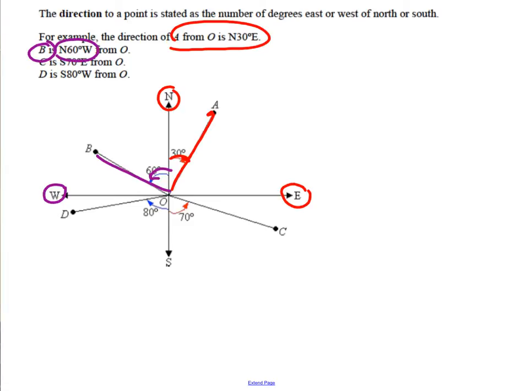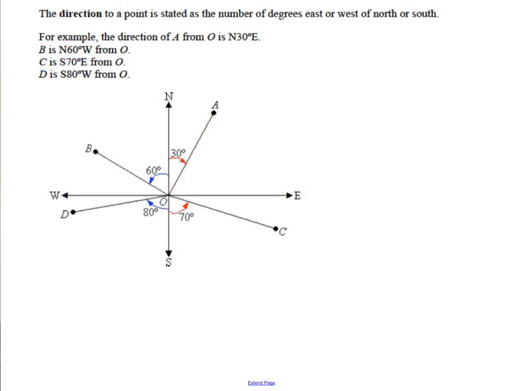I'll change colors. Now we'll have segment C. Segment C is down here. So from the origin, you are 70 degrees from the south, and you're heading east. So we say south 70 degrees east. This is getting to be a lot of colors, so I'm going to erase all this. Last one, segment D. Segment D is down here. The angle is coming from the south, 80 degrees, and it's on the west side. So we say south 80 degrees west.